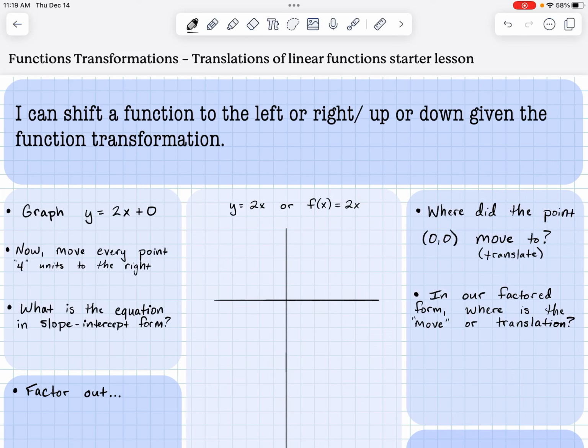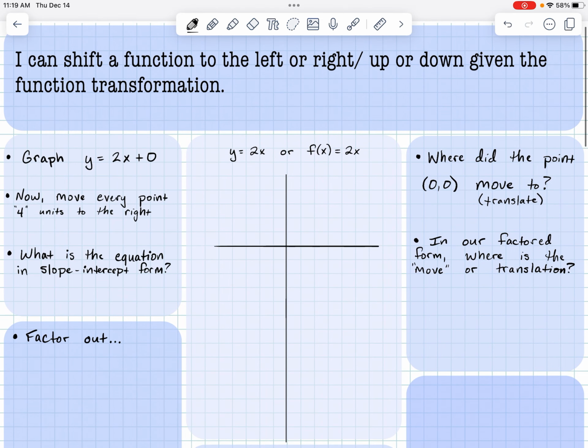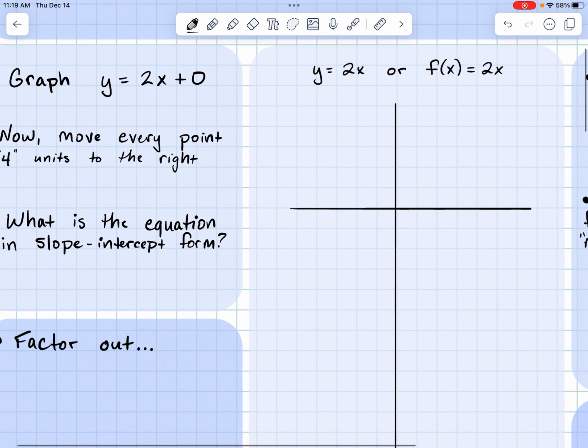Okay, so for this lesson, our objective is to identify a shift of a function to the left or the right or up or down given the function transformation. So we're going to start out with looking at the graph of y equals 2x plus 0. We could also write this as just y equals 2x, or you could say f of x is equal to 2x. So we're going to go ahead and graph that first on our graph.